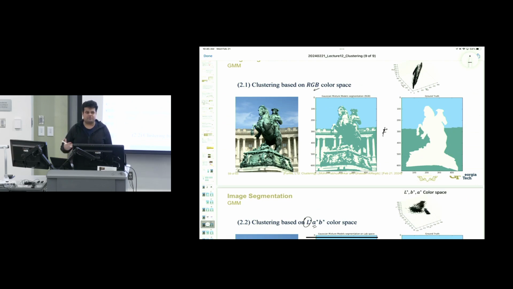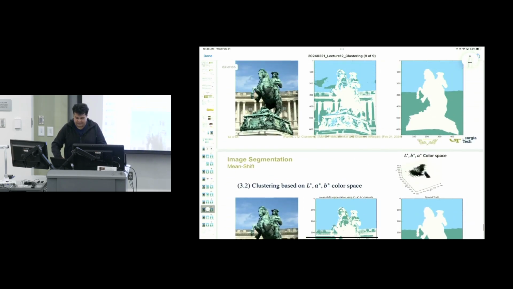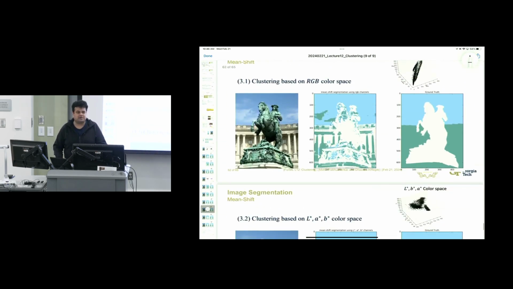So when you're doing your project, these are some things that you may be interested in doing. How you pre-process your images is going to have a large impact on how your outputs look. But apart from that, I have nothing else in terms of segmentation, and this will conclude our discussions on clustering. Next week onwards, we'll move on to neural networks and deep learning.